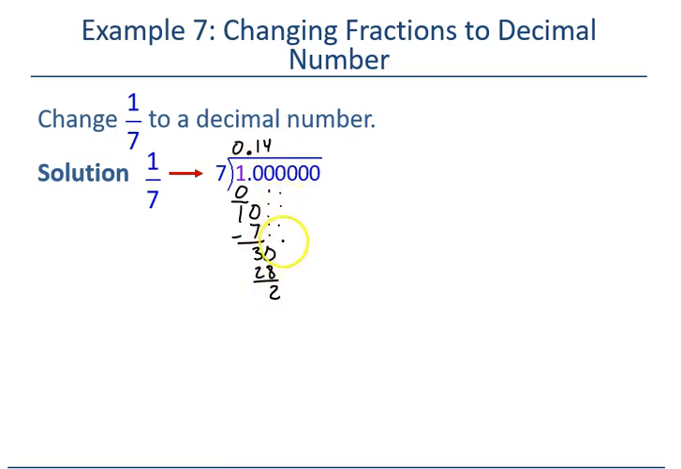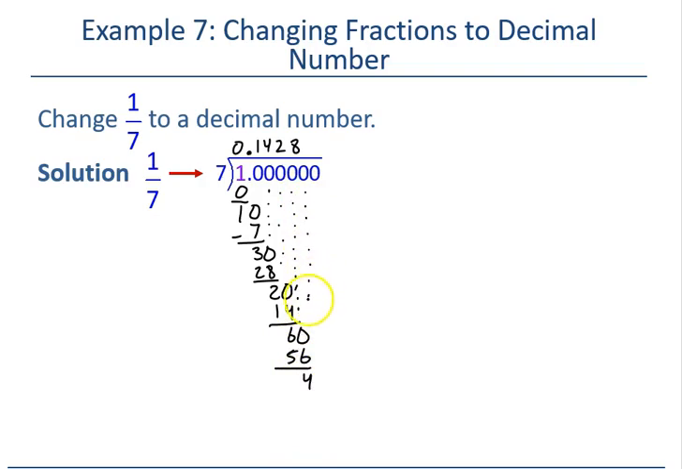So now let's come back down here, and we're going to add another 0. 7 will go into 20 2 times. That's going to be 14. Okay, 20 minus 14 is going to be a 6. So let's bring down another 0 here. When we bring down another 0, we're going to see that 7 will go into 60. It'll go in 8 times, and that'll give us 56. Well, 60 minus 56 is going to give us a 4.